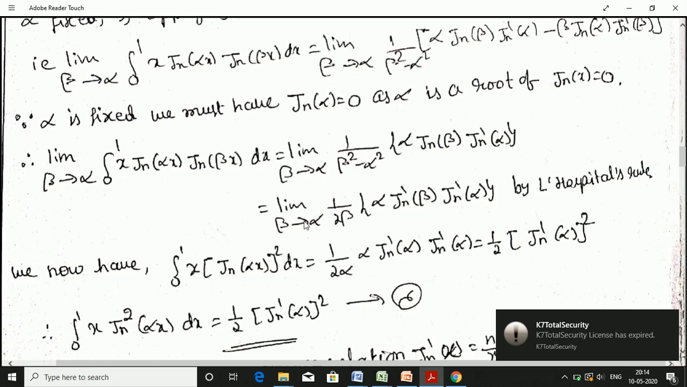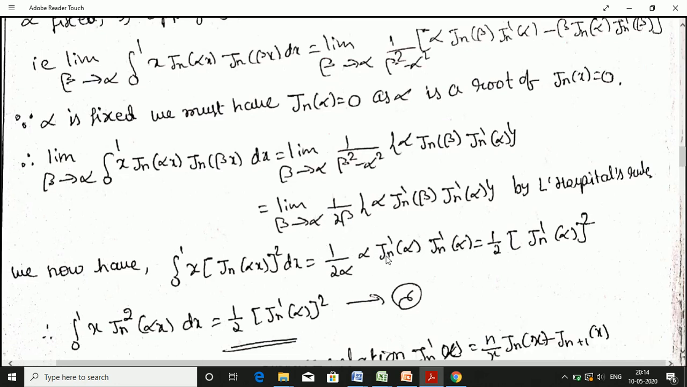Now apply the limit as β tends to α. This becomes 1 by 2α times αJn'(α)·Jn'(α), so α gets cancelled, leaving half of Jn'(α) whole squared. Therefore, wherever β is there I substitute it as α: the integral from 0 to 1 of x·Jn²(αx) dx is equal to half of Jn'(α) whole squared.